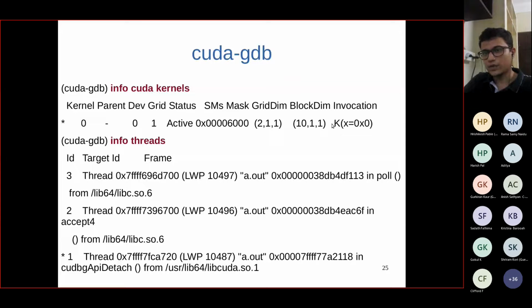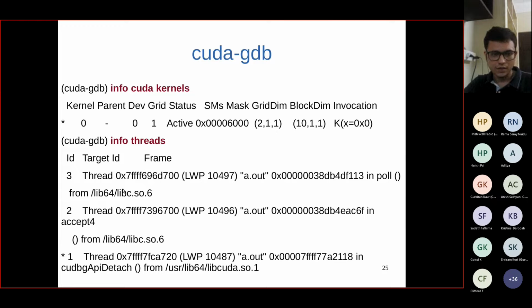This is the way it is being invoked. So k is the name of the kernel, and x is the argument that we are passing, and its initial value is 0, which is 0x0. In hexadecimal, it is 0. So this info cuda kernels instruction will give us some information related to the CUDA kernels.